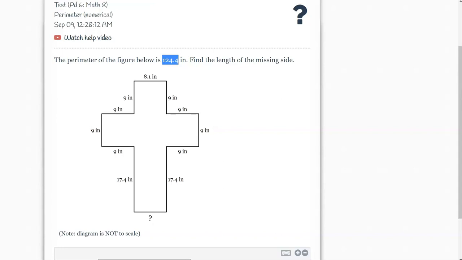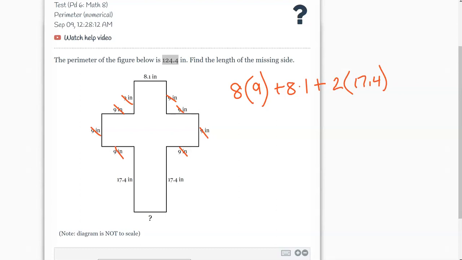So I'm going to add up all these numbers here so I see how much I have, and then I'll subtract it from 124. So it looks like I have some repeat numbers here. Looks like I have 1, 2, 3, 4, 5, 6, 7, 8, number 9. So I'm going to do 8 times 9 plus 8.1 plus 2 times 17.4. So that's what I'm going to type in my calculator.